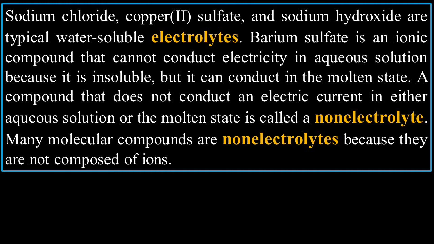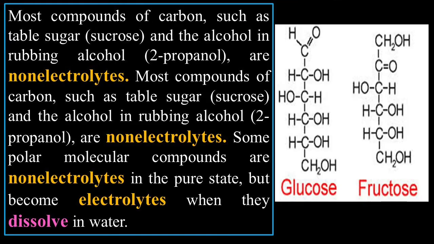Sodium chloride, copper II sulfate, and sodium hydroxide are typical water-soluble electrolytes. Barium sulfate is an ionic compound that cannot conduct electricity in aqueous solution because it is insoluble, but it can conduct in the molten state. A compound that does not conduct an electric current in either aqueous solution or molten state is called a non-electrolyte. Many molecular compounds are non-electrolytes because they are not composed of ions. So you can have electrolytes that don't dissolve but are in the molten state.